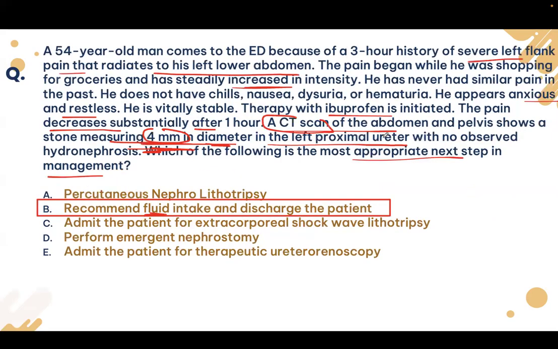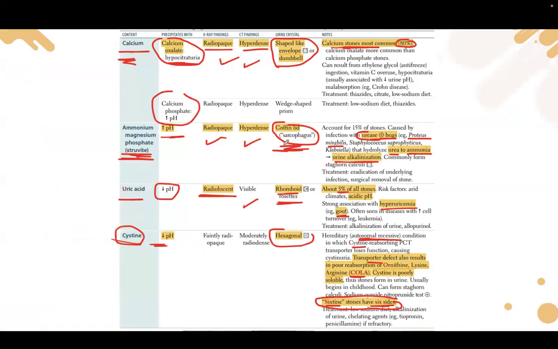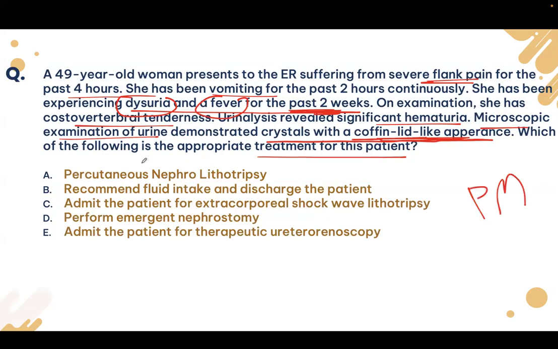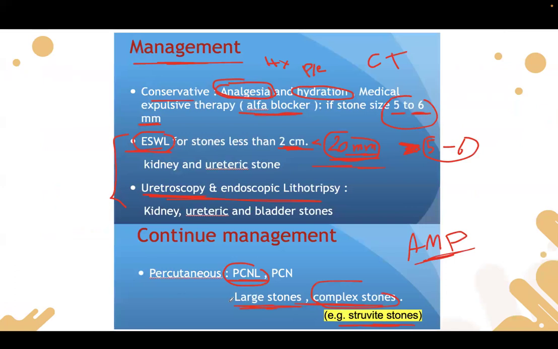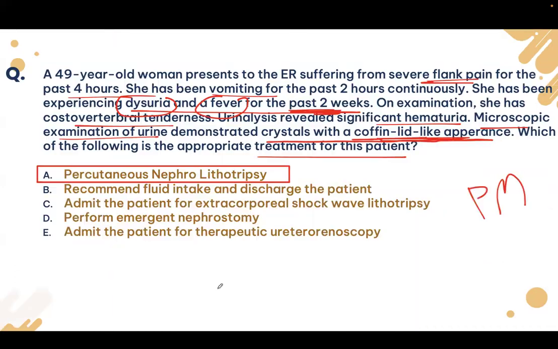Let's go back to our table here. The coffin lid-like appearance is the ammonium magnesium phosphate, which is a struvite stone, or we can call it a staghorn, because it's very big and very complex. So what would be the management plan? It would be percutaneous nephrolithotripsy, as you can see here, basically. Percutaneous nephrolithotripsy. Now, this is basically how to manage people with kidney stones.